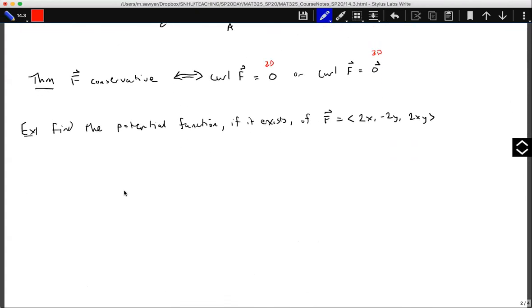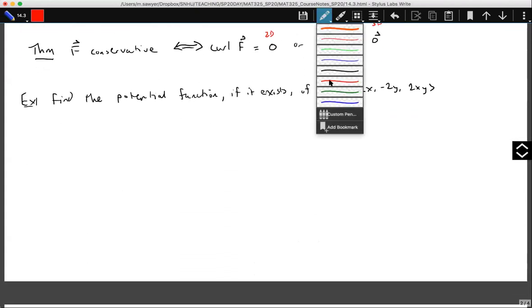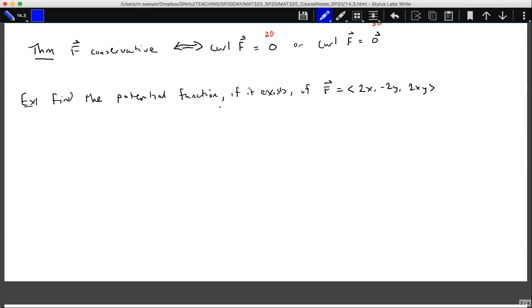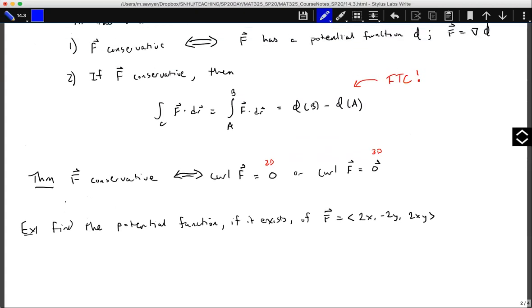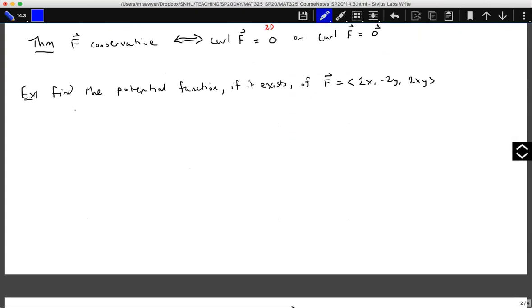So let's look at an example here. Let's find the potential function, if it exists, of this vector field: 2x, negative 2y, 2xy. The first way to check is to use the fundamental theorem of line integrals in conjunction with the theorem that if F is conservative, the curl is 0. So let's check the curl to see if F is conservative, because if F is conservative, by part 1, we have a potential function and then we can find it.